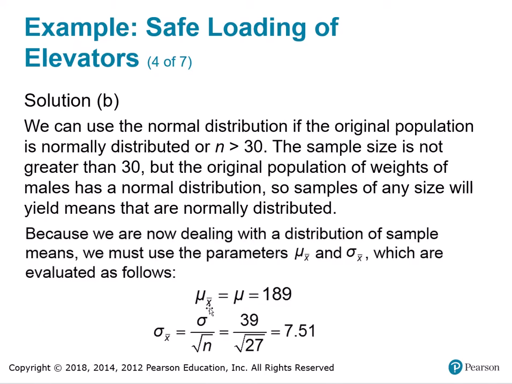So this is for solution B. Remember, we had 39 as our standard deviation. We're talking about 27 total people. So it's 39 over the square root of 27. Remember to break these down individually. That's going to equal 7.51. All right, so we end up with 7.51.